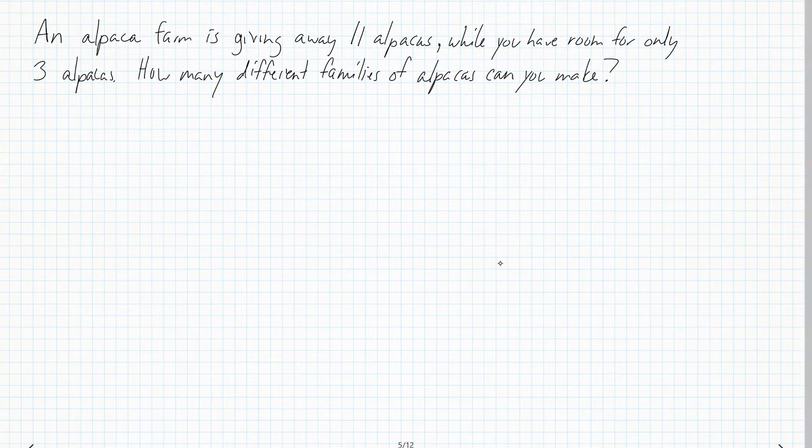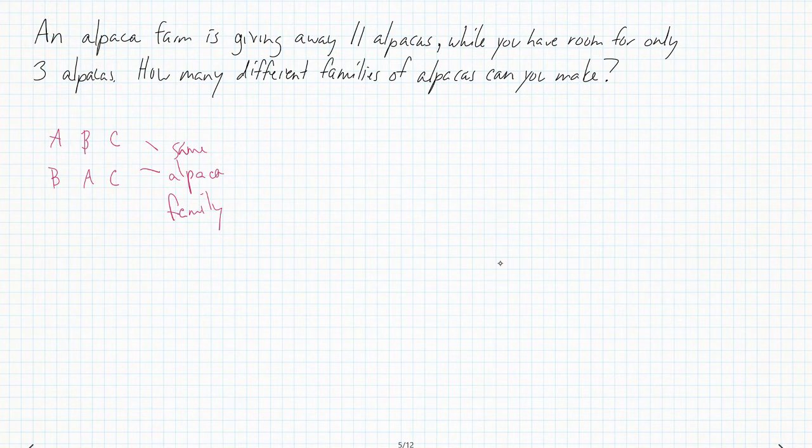With that in mind, let's say we had Al the alpaca, Brandy the alpaca, and then Candy the alpaca, right? So if we chose those as our alpacas, is that going to be any different than us bringing home Brandy, Al, and Candy in that order? No, this is the same alpaca family. So what that tells us is, if this is the same family, then order is not important. So that tells us this is a combination.